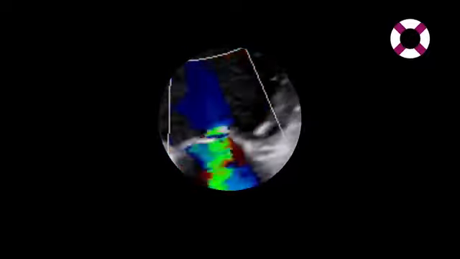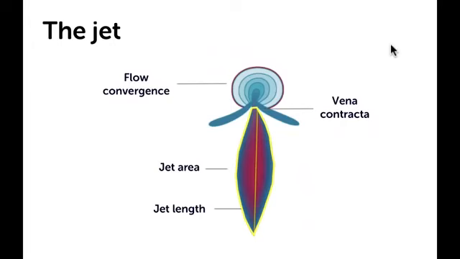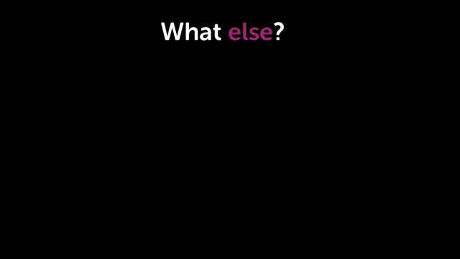Now an example with an even larger flow convergence zone, and one with a very large flow convergence zone. So the size can help you to quantify mitral regurgitation, and it is sometimes better than looking at just the pure size of the mitral regurgitant jet. So specifically focus on the proximal portions of the jet. If you cannot see it, or if it is only very small, you can be sure that mitral regurgitation is only mild. What else is important for the quantification of mitral regurgitation?